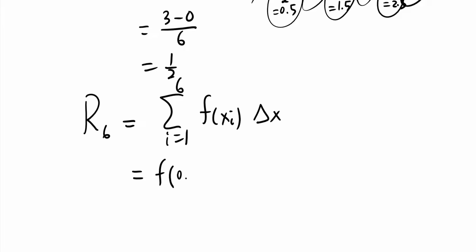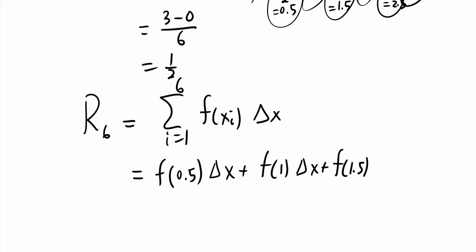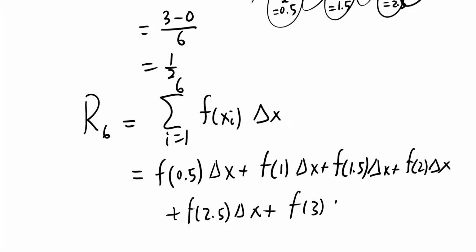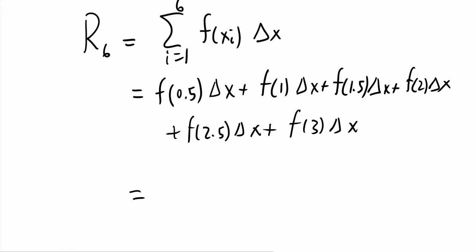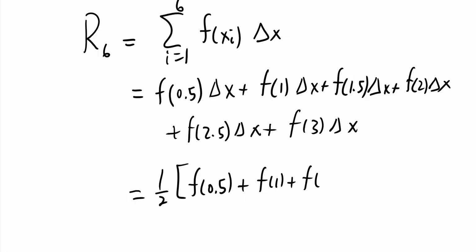So I start with f of 0.5 times delta x, f of 1 times delta x, f of 1.5 times delta x, then f of 2 times delta x, plus f of 2.5 times delta x, plus f of 3 times delta x. Then we can factor delta x out, which is 1/2. So take 1/2 out. That will make it f of 0.5 plus f of 1 plus f of 1.5, and this goes on until f of 3.